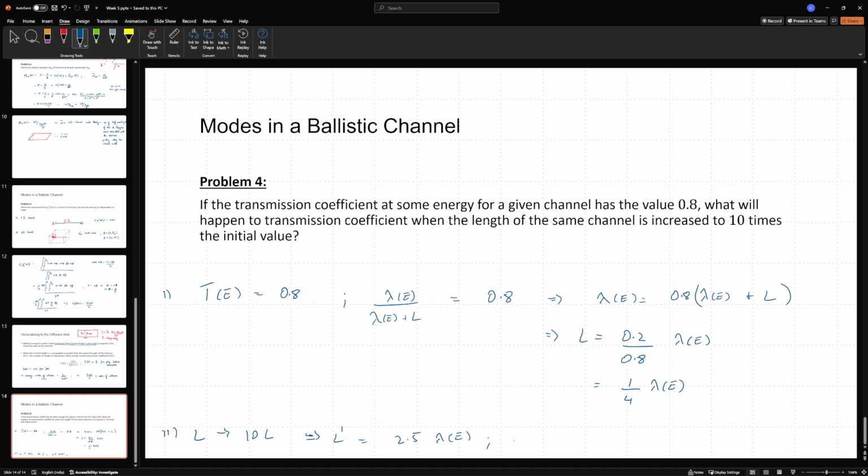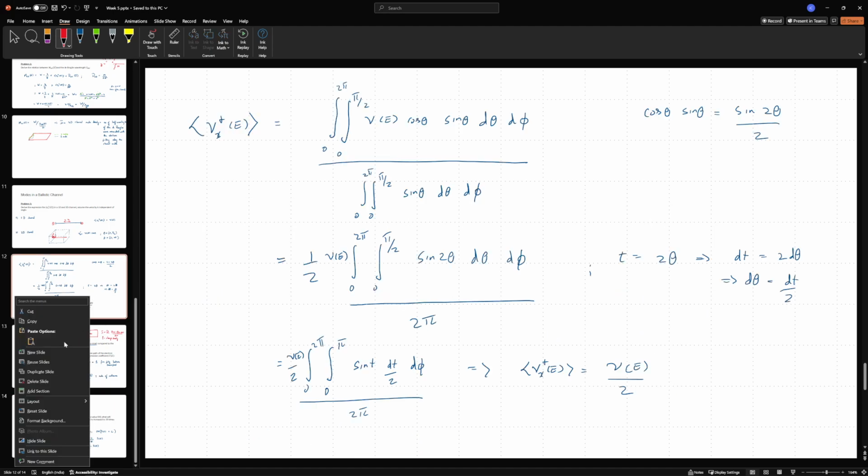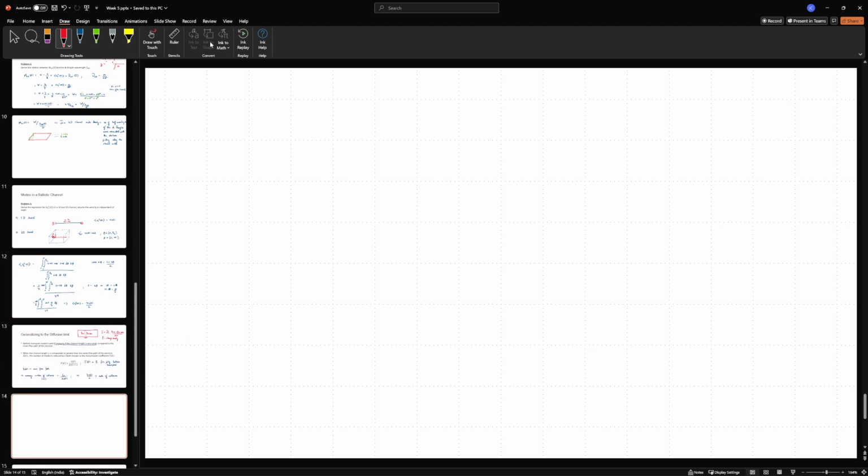Therefore, I will leave it at this. So 2.5 times lambda of E. I will just underline this to make sure that people don't forget to read this when they go through the answers. So that implies the new transmission coefficient T dash of E is going to be lambda of E divided by lambda of E plus 2.5 lambda of E. This is 5 by 2. So 5 by 2 plus 1 is going to give me 7 by 2. So this is going to be 2 by 7. 2 by 7 is 0.28, so on, approximately 0.3.